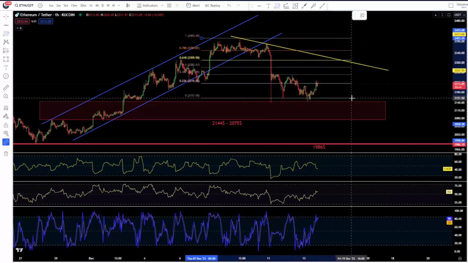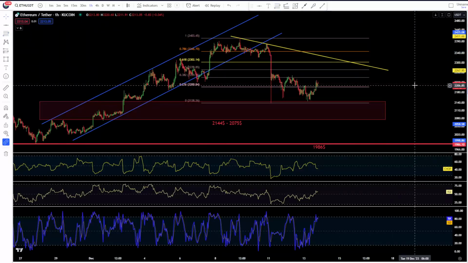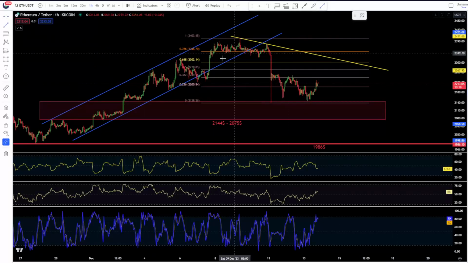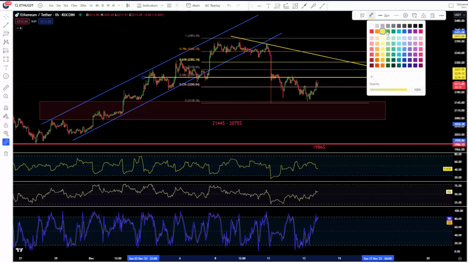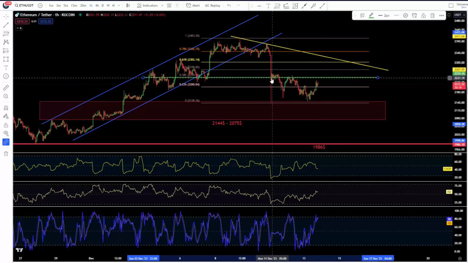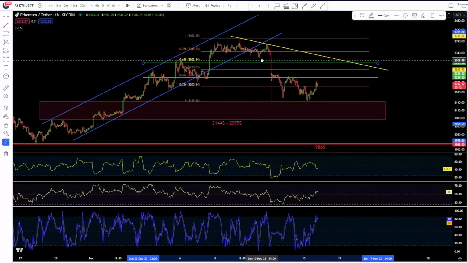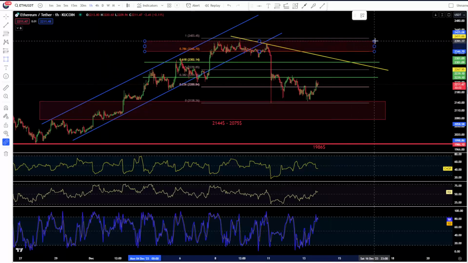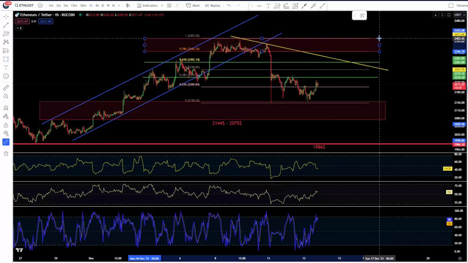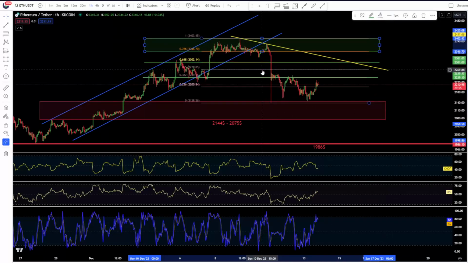Looking the other way, we can similarly mark places where the price should encounter resistance on the way up. And here the first visible resistance is at the level of $2,239. Then we have resistance at $2,301, and then a strong resistance zone from $2,346 to $2,402, which has so far effectively rejected the price from further growth.